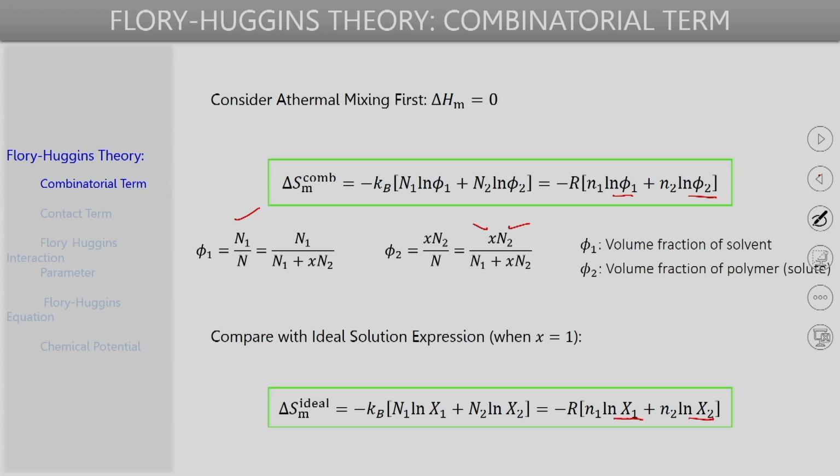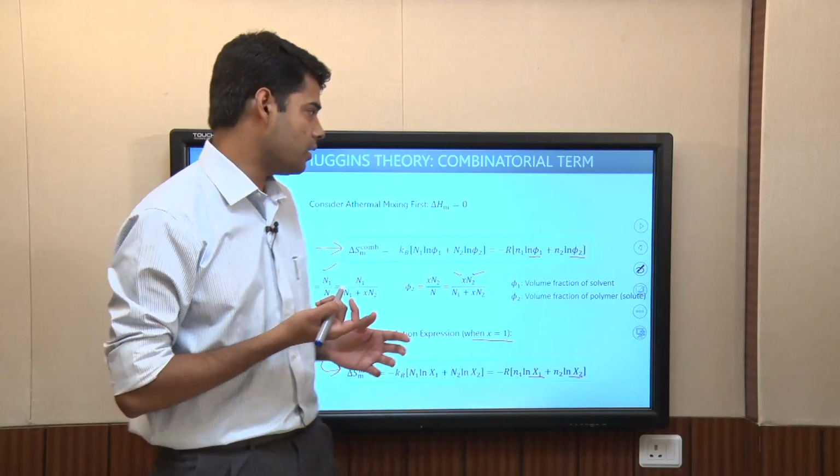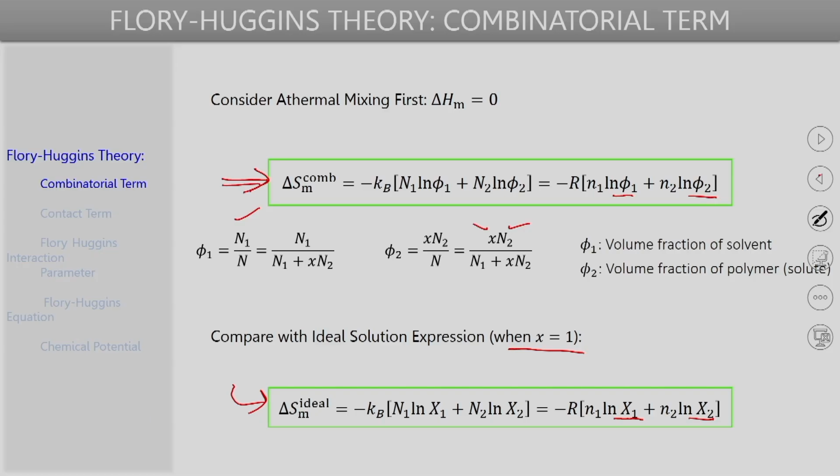One additional point here is that the expression that we have here will reduce to the ideal solution expression, which is here, in the limit when x is equal to 1, which is quite obvious. When x is equal to 1, it means the number of segments in the polymer chain is 1, so the solute is now a simple molecule which has the same identical size as the solvent. In that case, of course, we should be able to get back the ideal solution expression from the polymer expression that we have developed here. And if you substitute x equal to 1 in these equations, you will see that the ideal solution expression for delta S is obtained.